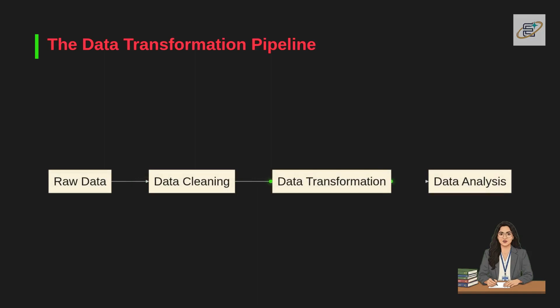Let's visualize how data actually moves through a professional environment using a standard transformation pipeline. Everything starts on the far left with your raw data. This is the messy, unfiltered information pouring in from your website, sales registers, or user surveys. It is full of errors and completely unready for prime time. That raw information flows directly into the data cleaning stage, which we just discussed. Here, we scrub out duplicates, fix formatting, and handle missing values.